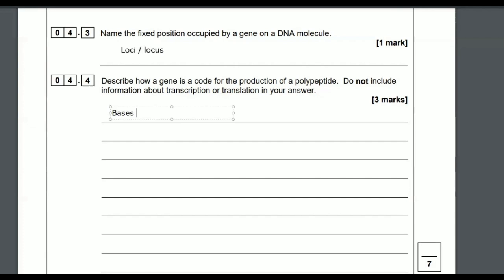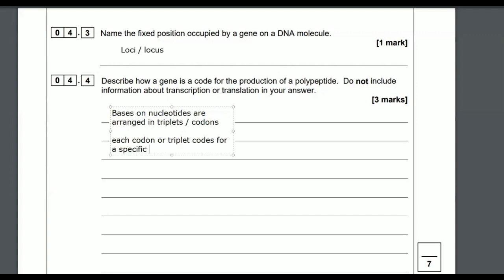4.4, describe how a gene is a code for the production of a polypeptide. Do not include transcription or translation. So they don't want to hear about RNA polymerase. They don't want to hear about helicase. They don't want to hear about complementary base pairing. So how does a gene code for a polypeptide?